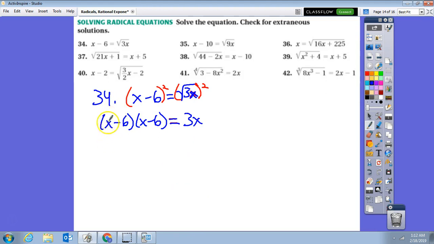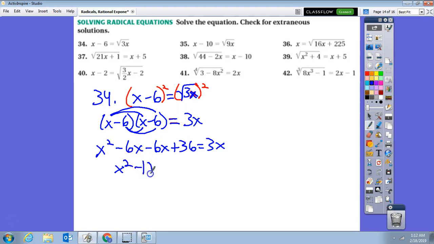Which means you're going to have to do x times x. That's x squared. X times negative 6 is negative 6x. Negative 6 times x again is another negative 6x. Negative 6 times negative 6 is positive 36. That is x squared, sorry guys, minus 12x plus 36 equal to 3x.